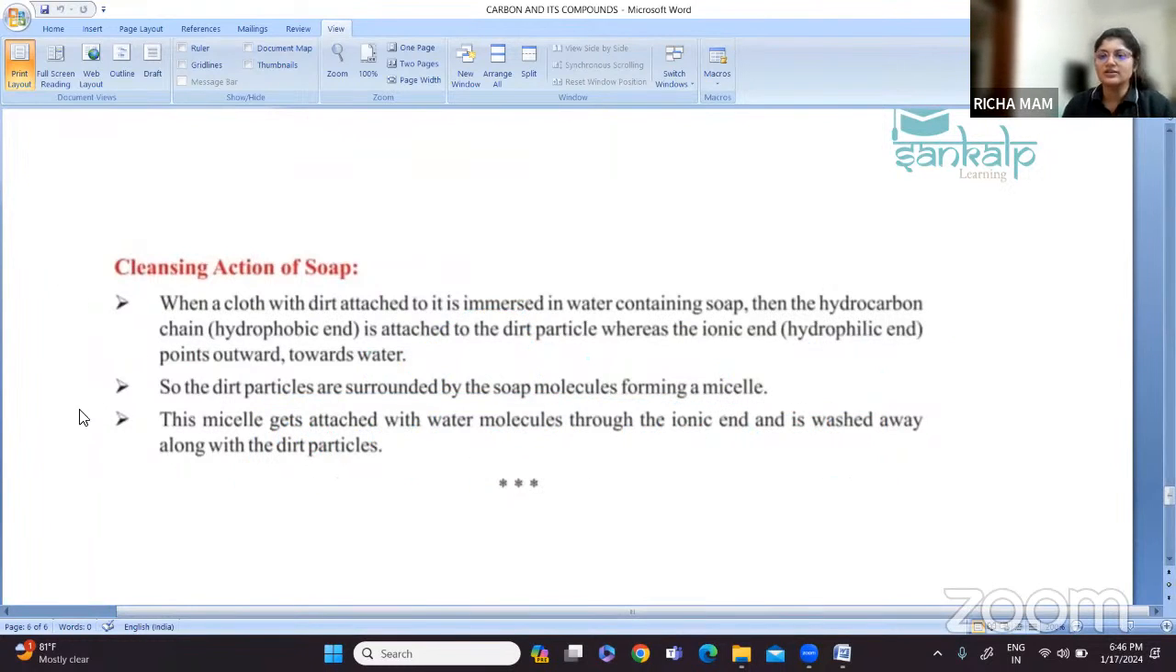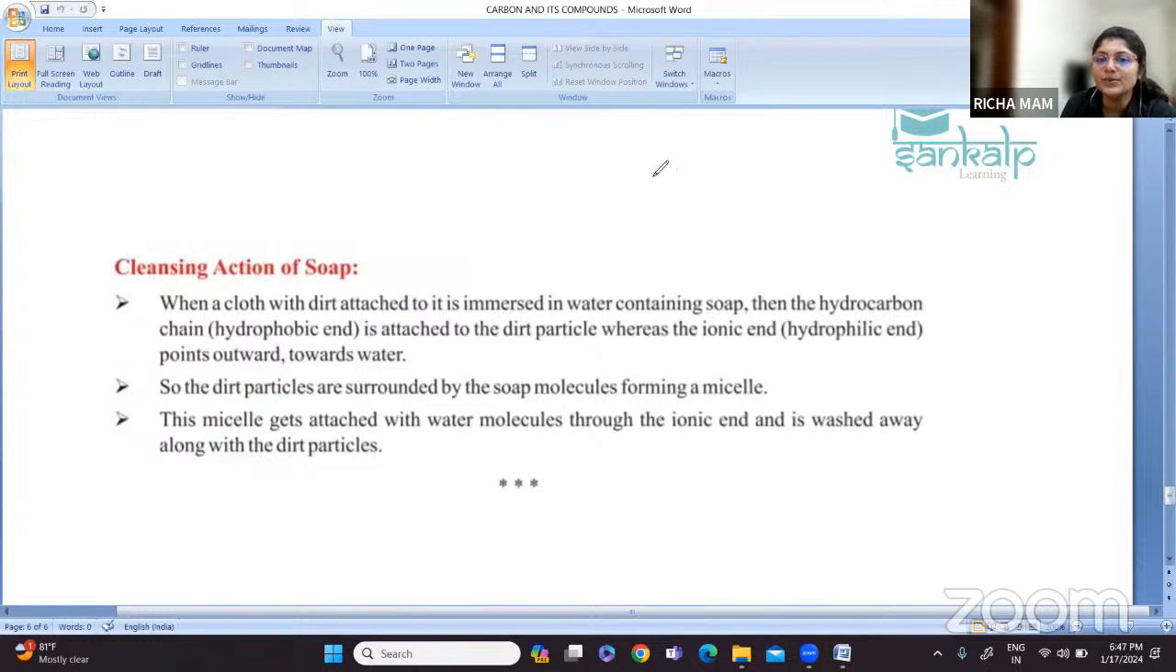The last concept of this chapter is the cleansing action of soap. What do you mean by cleansing action of soap? Whenever you have a dirty cloth, what do you do? You will wash it. If there is some stain or dirt on a shirt, suppose tomato ketchup has fallen on your shirt, will you wear the same shirt? No, right? You will clean it.